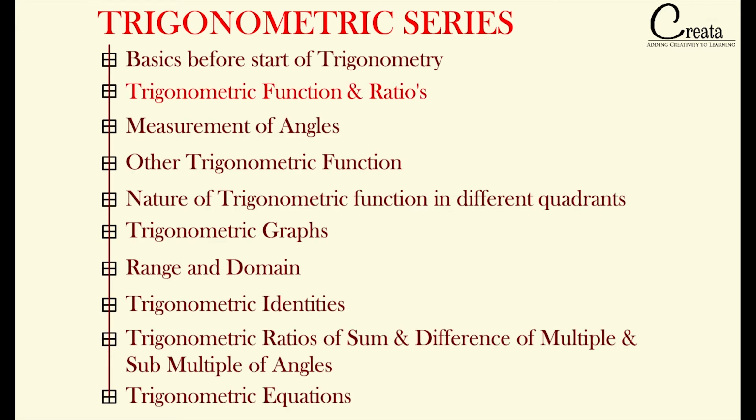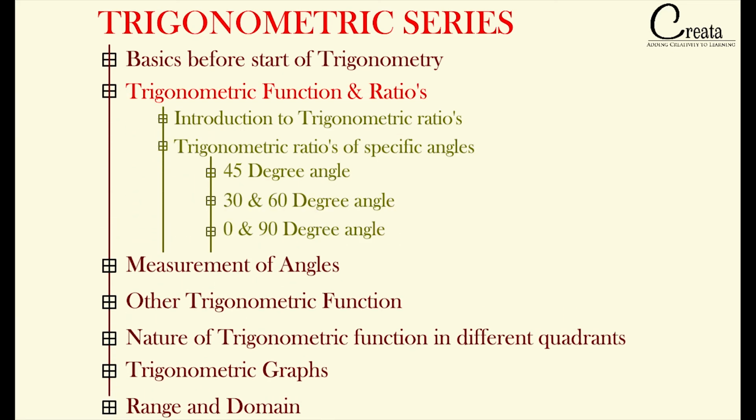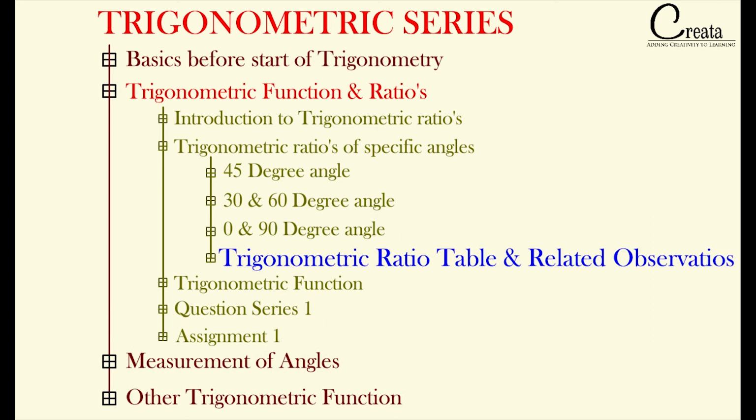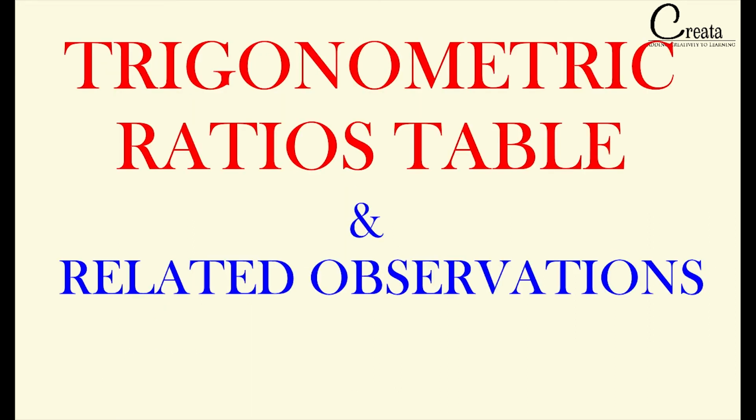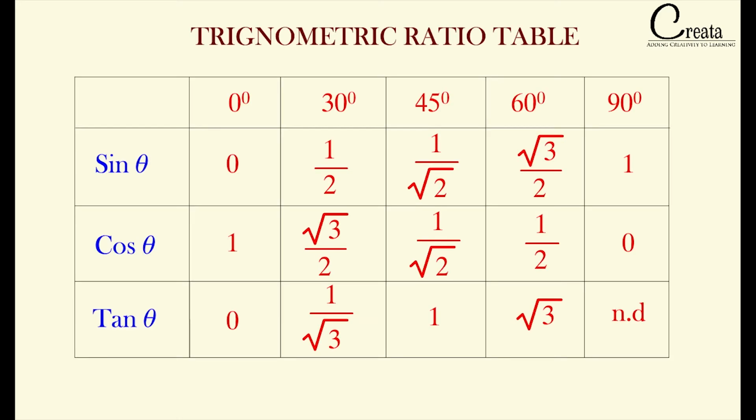Trigonometric function and ratio is the second lecture under the trigonometric series, and the topic of today's lecture is the trigonometric table and related observations. In the previous lecture, we calculated the trigonometric ratios for specific angles like 0, 30, 45, 60 and 90 degrees. With these ratios, we have completed our trigonometric table. The trigonometric table will be very useful in the whole of trigonometry and while solving trigonometric questions.